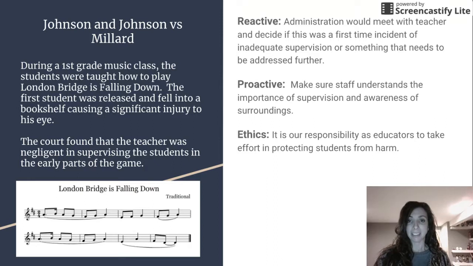In order to be reactive, I believe our administration would meet with the teacher and discuss the importance of supervision. And they'd also look at, is this the first time incident of inadequate supervision, or is this something that needs to be addressed? In order to be proactive, they'd make sure students understand the importance of supervision and awareness of their surroundings. Ethics. It is our responsibility as educators to take effort in protecting students from harm.